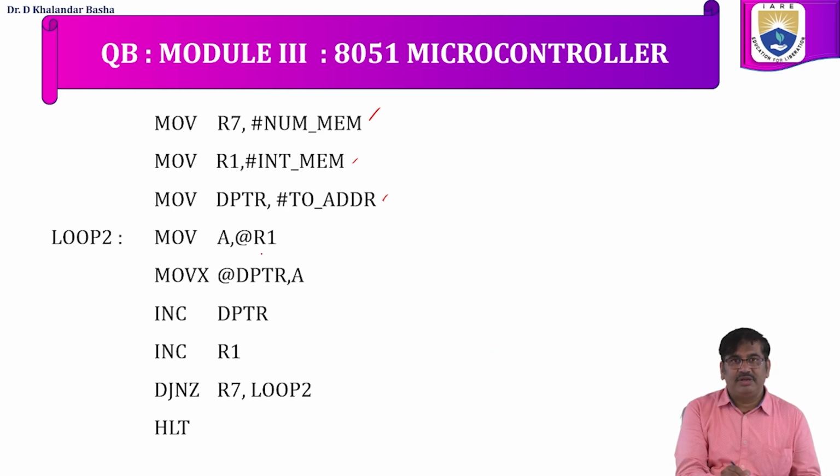Next, first the internal data will be copied into the accumulator by using the instruction MOV A, @R1. Now this accumulator content will be copied into the external memory by using MOVX @DPTR, A. For pointing to the next memory location, increment the external memory address which is in DPTR and the internal memory address which is in R1. As this is a continuous process, where we have the count in R7, for every memory transaction decrement R7, and if it is non-zero, go to loop 2. So DJNZ stands for decrement and jump if not zero. Then HLT, which stops the program at the end.